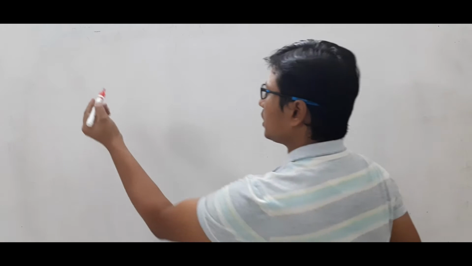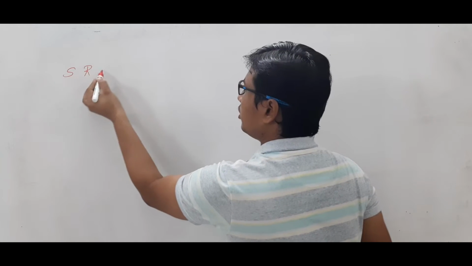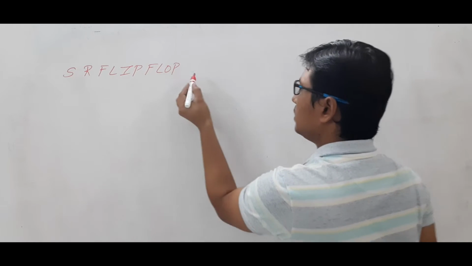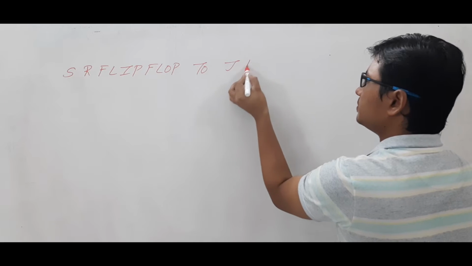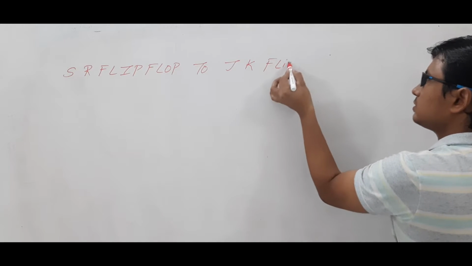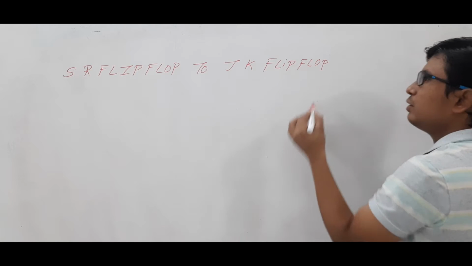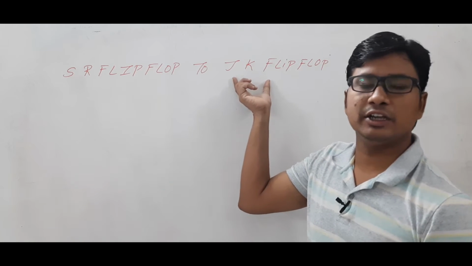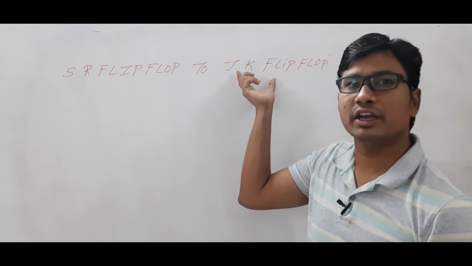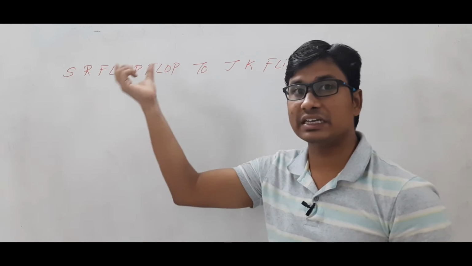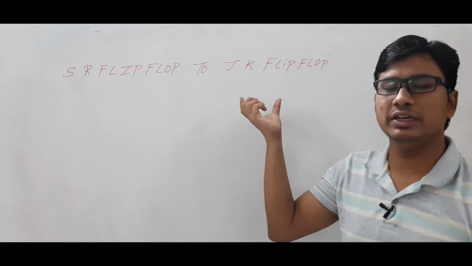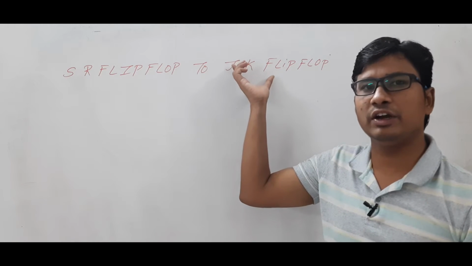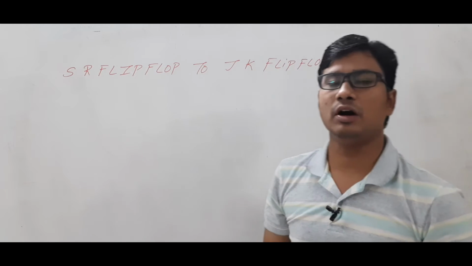Okay, so we want to convert a SR flip-flop to JK flip-flop. Now what is step 1? Find the characteristic table or the truth table of the required flip-flop. We want to convert a SR flip-flop to JK flip-flop, so here what we want is the JK flip-flop. So take the required flip-flop's characteristic table or the truth table.